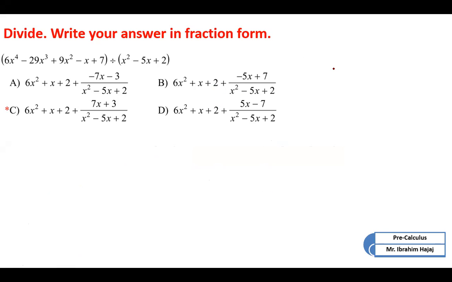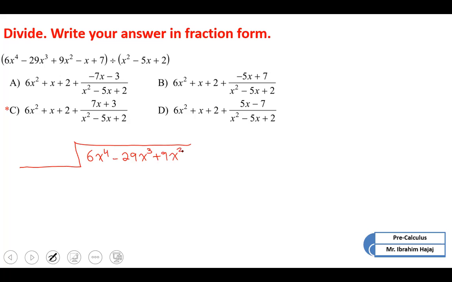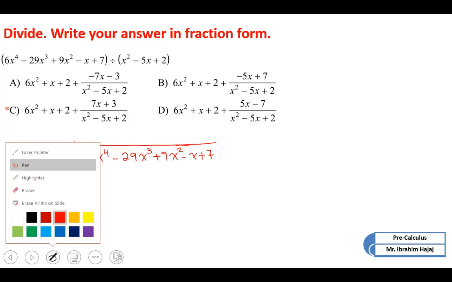So to divide here, we have to use long division. Okay, let's divide 6x to the power of 4 minus 29x to the power of 3, plus 9x squared, minus x plus 7, and this is all divided by x squared minus 5x plus 2.